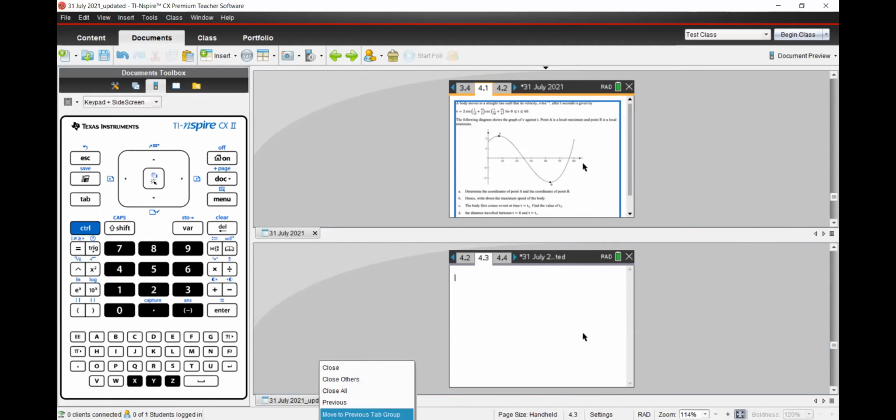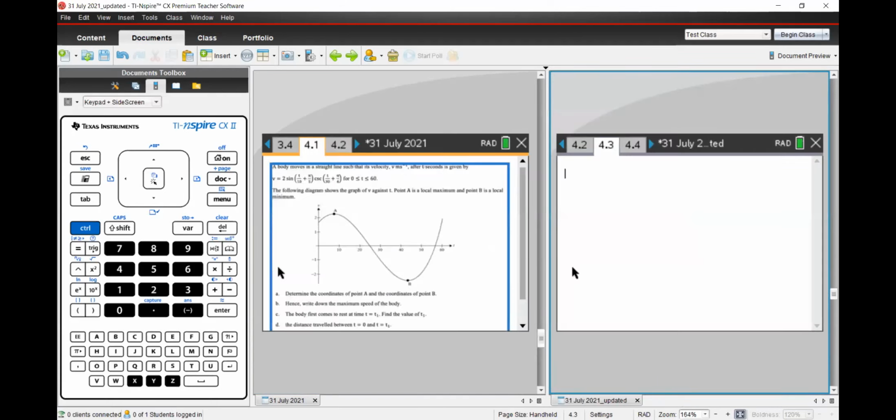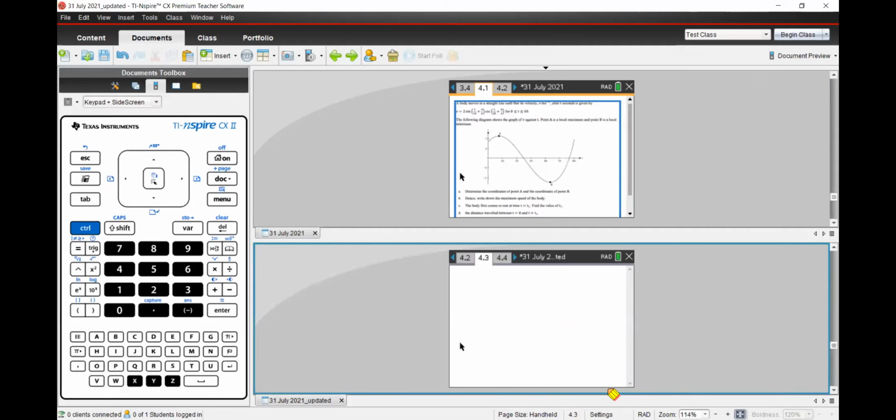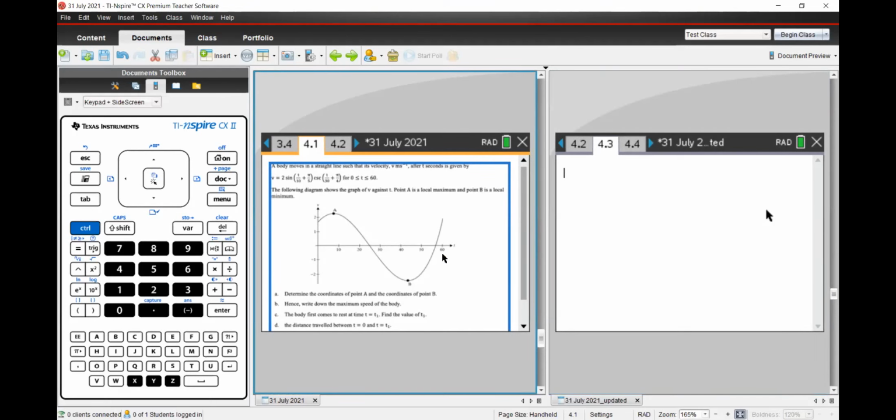Other options are also there, like change tab group orientation, which will give you the vertical. If you want to change the tab group orientation, you just select this and it will become vertical. So this is how I have done grouping. I grouped two different documents, and you can group three different documents. Wonderful. Thank you so much.